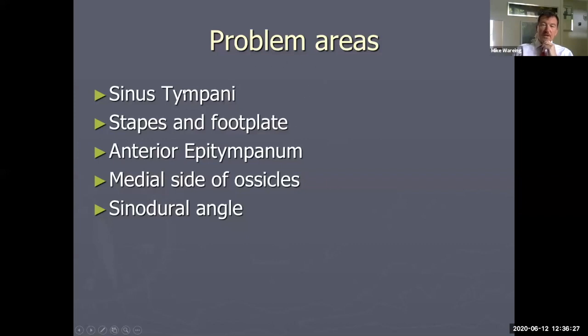So the problem areas are the sinus tympani. The sinus tympani is the bit that basically lies on the far side of the descending facial nerve. The stapes and footplate. And the problem can be that you can have disease through the arch of the stapes, and it can be really quite difficult to remove it. The problem is that if you have an intact stapes, your hearing outcome results are definitely going to be better than if you don't have that stapes arch.